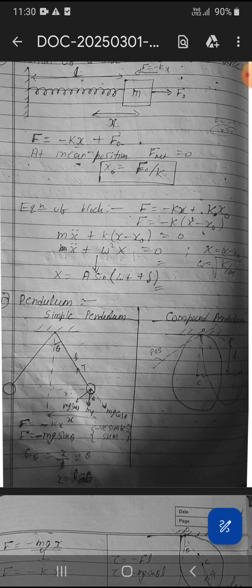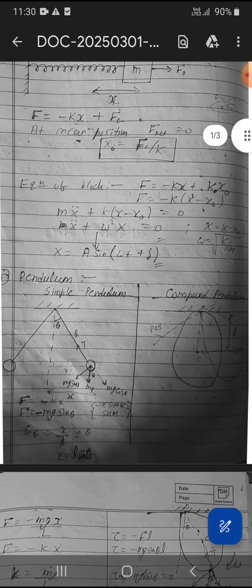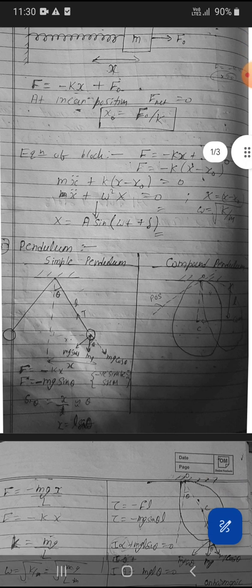So this is once again a second order differential equation, and we get its solution to be also x equal to A sine of omega t plus delta, where A is the amplitude and delta is the resultant phase. What is the frequency? It is equal to under root k by m.